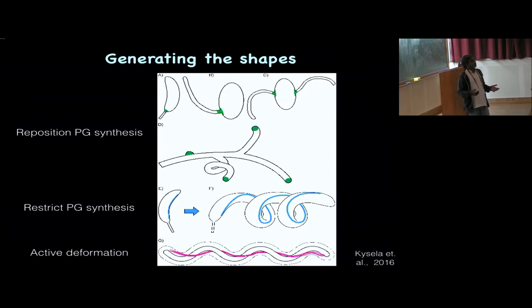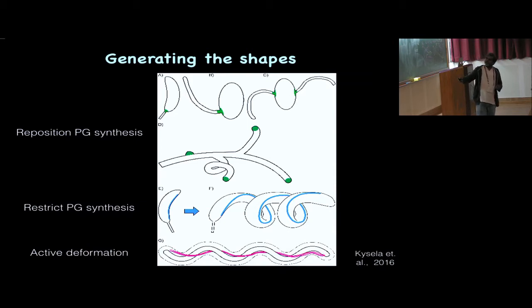How do you get to shapes from there? Simply by repositioning where you actually make your cell wall and how much you make. So this is one example which I already showed you, this prosthecate bacteria. They localize the peptidoglycan cell wall synthesis machinery here. Nothing else gets made. They just make this thin stalk.